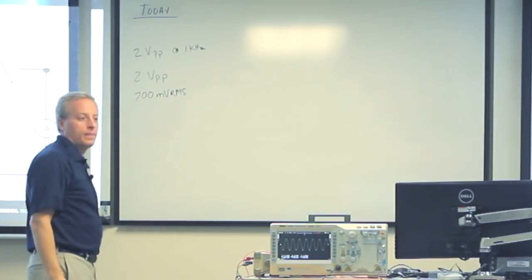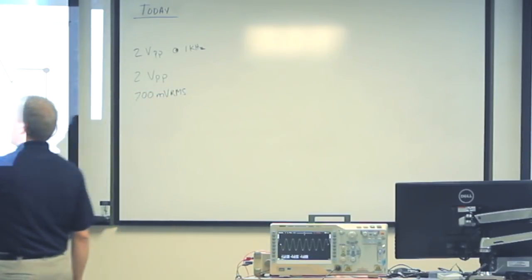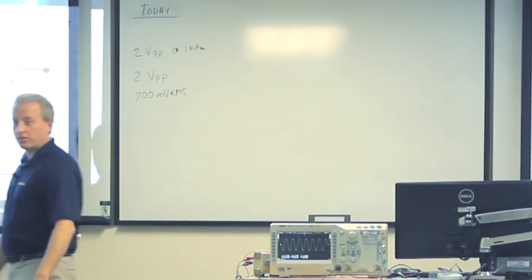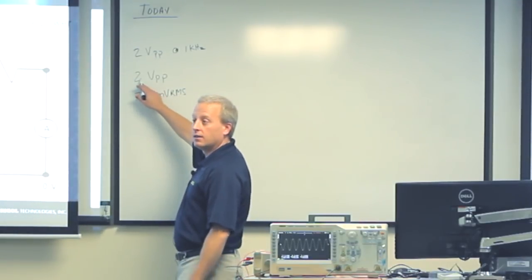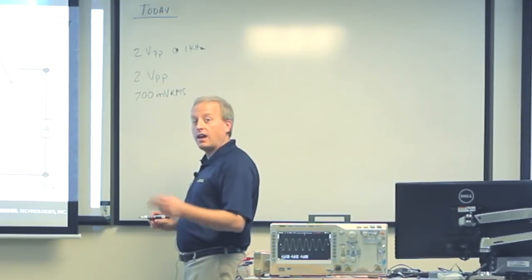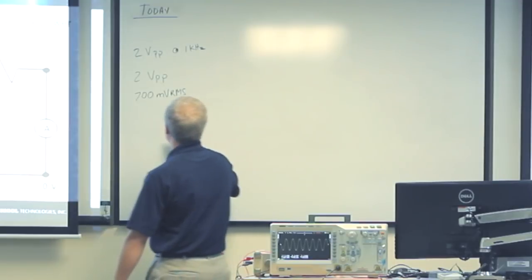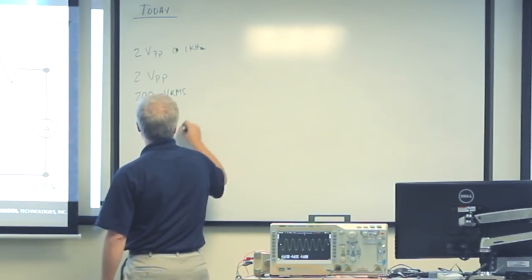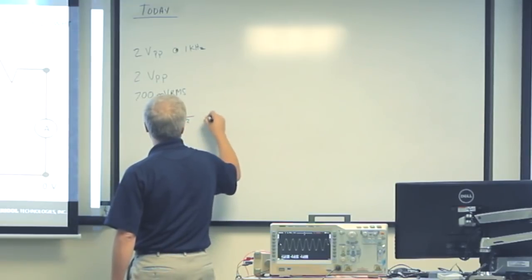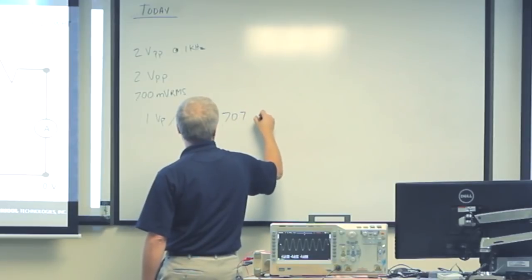How that's calculated is the peak voltage over the square root of 2. So not the peak-to-peak, which is 2 volts, but in this case, when you have 0 offset, the peak voltage is 1 volt. So 1 volt peak divided by the square root of 2 equals 707 or so millivolts RMS.